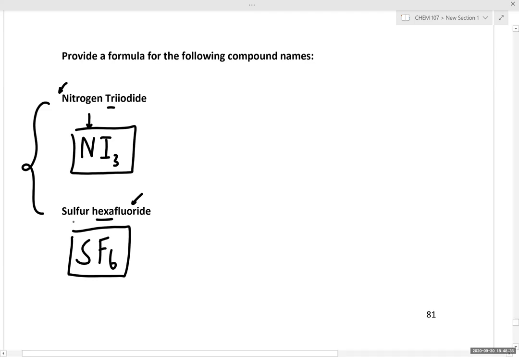Professor, I have a quick question. When we are using these prefixes, is that when you're asking us to put the binary covalent compounds in the formulas? Is that correct? So the prefixes are used for binary covalent compounds. Does that answer your question? Yes, thank you. Perfect.